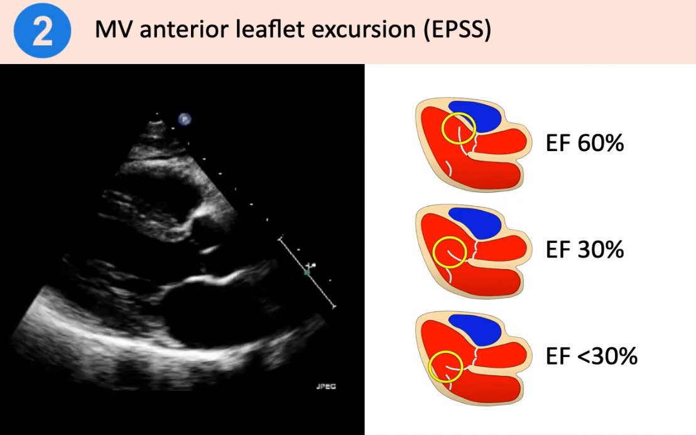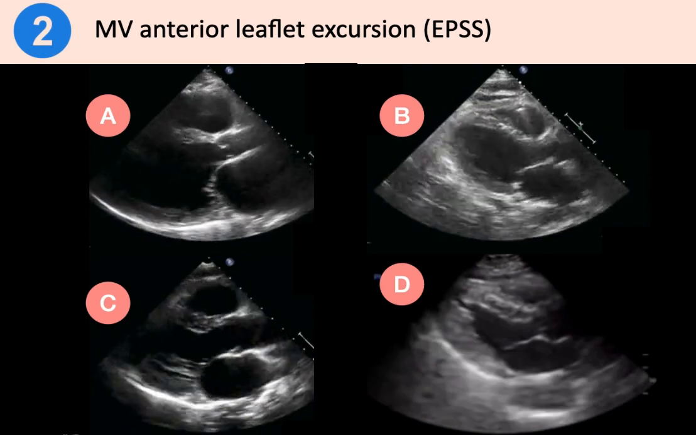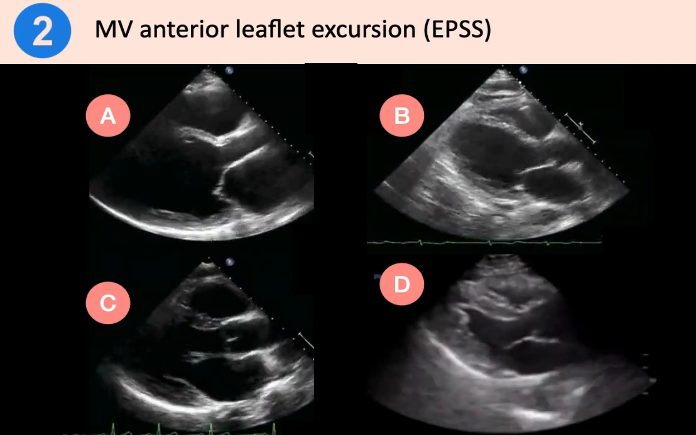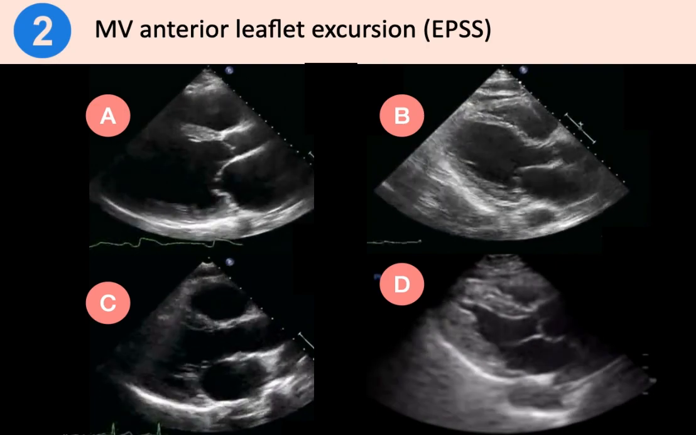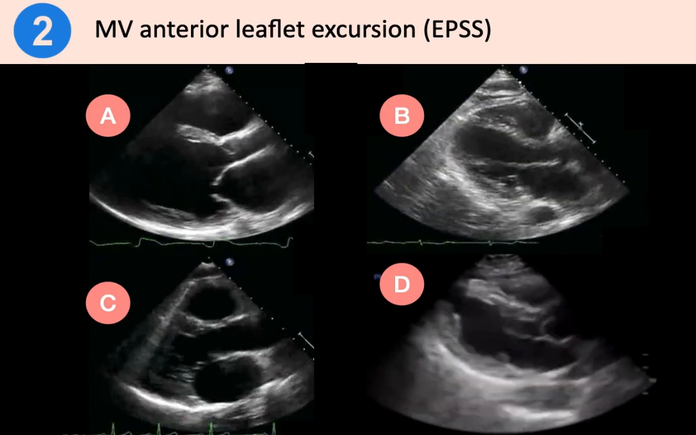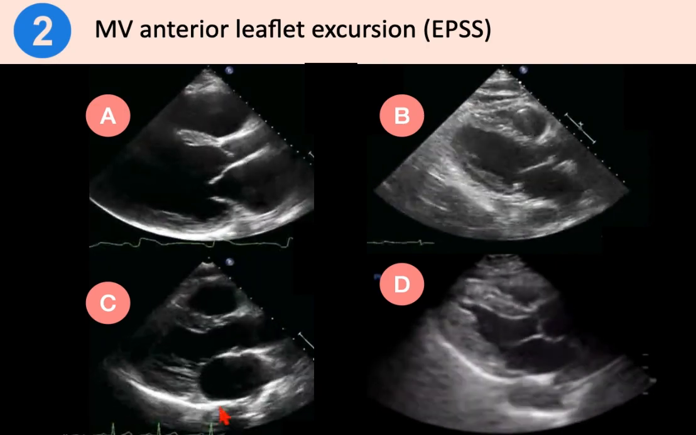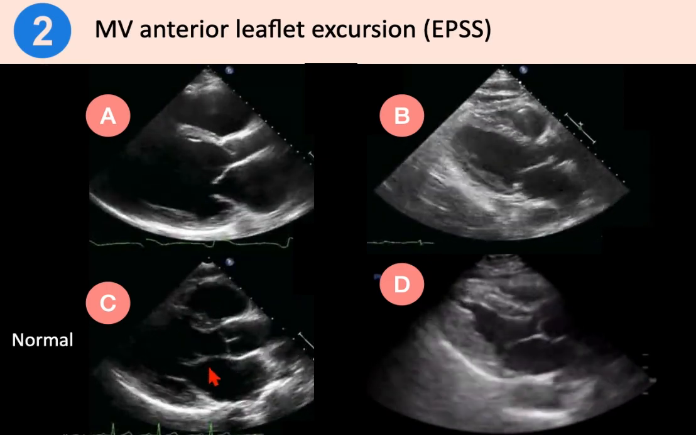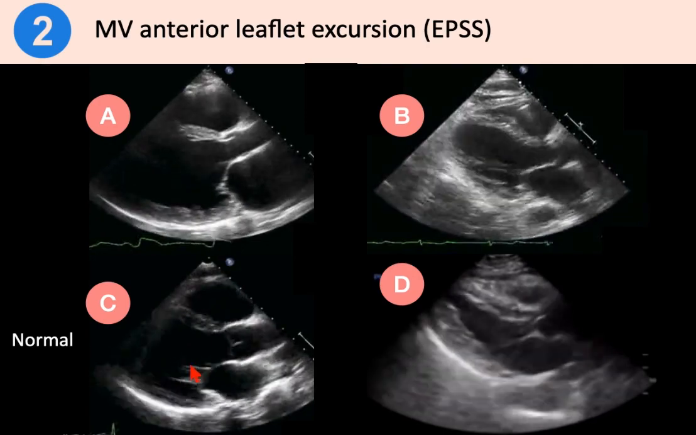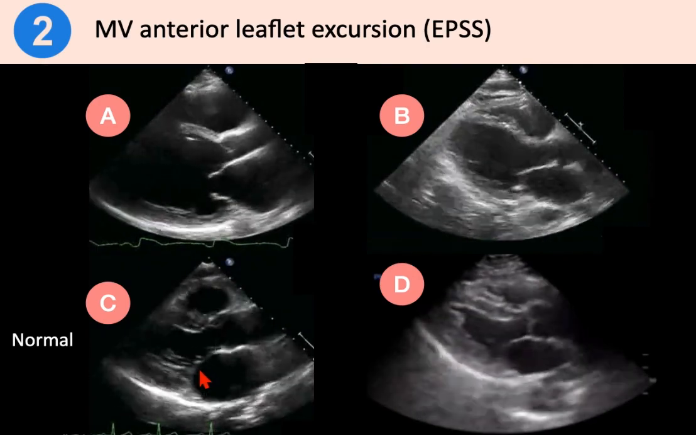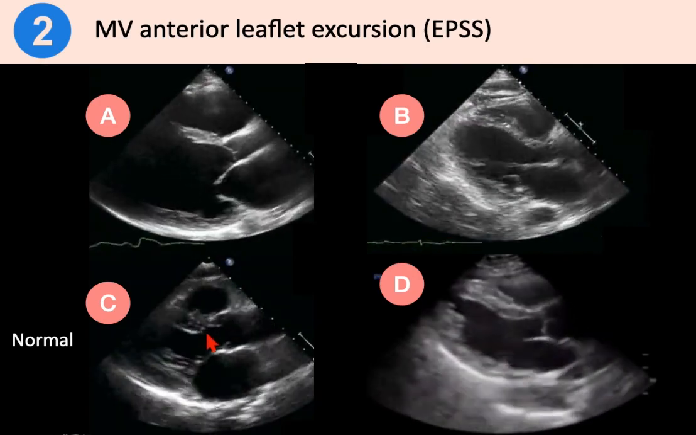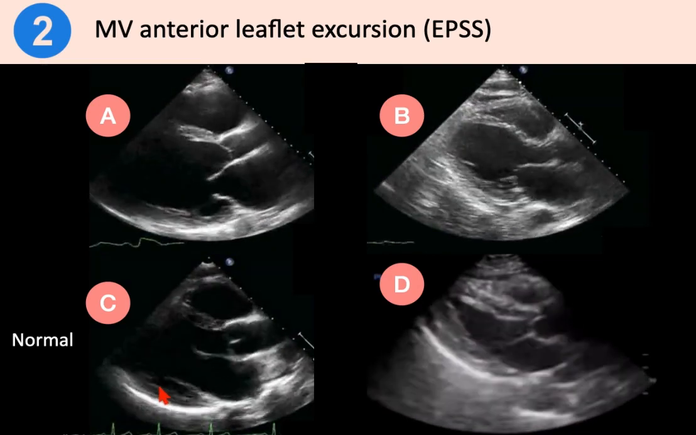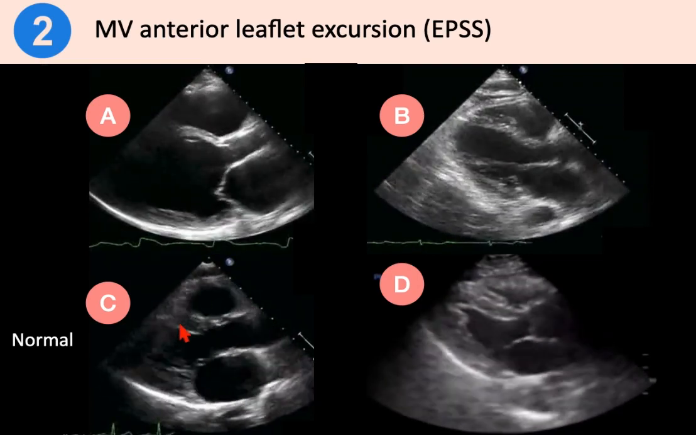Now let's have a bit of a practice. So here we can see echo of 4 patients, A, B, C, D. Which of these 4 patients do you think has normal contractility? Yep, patient C has normal contractility. You can see that the anterior leaflet of the mitral valve looks like it is almost touching the septum. Additionally, the septum and the LV posterior wall seem to contract well, shown by their thickening and shortening.